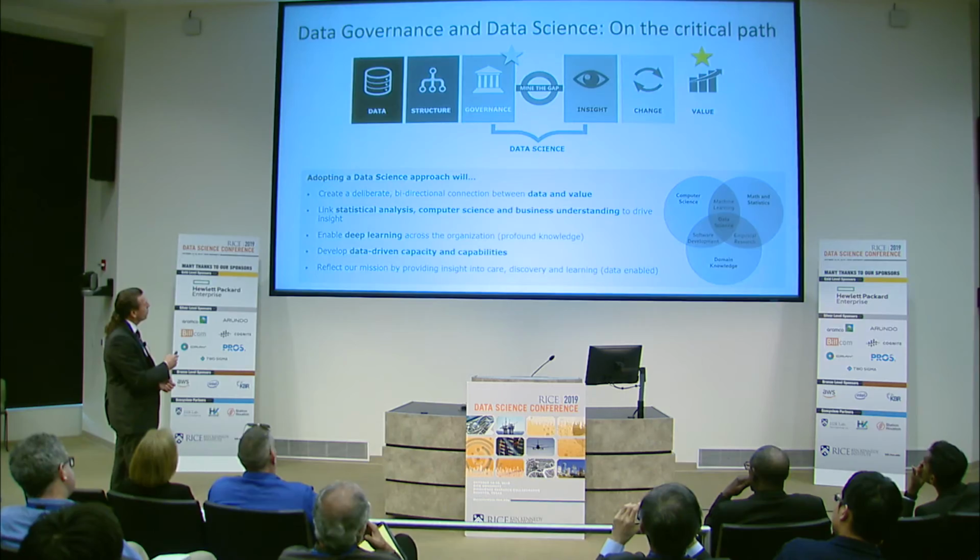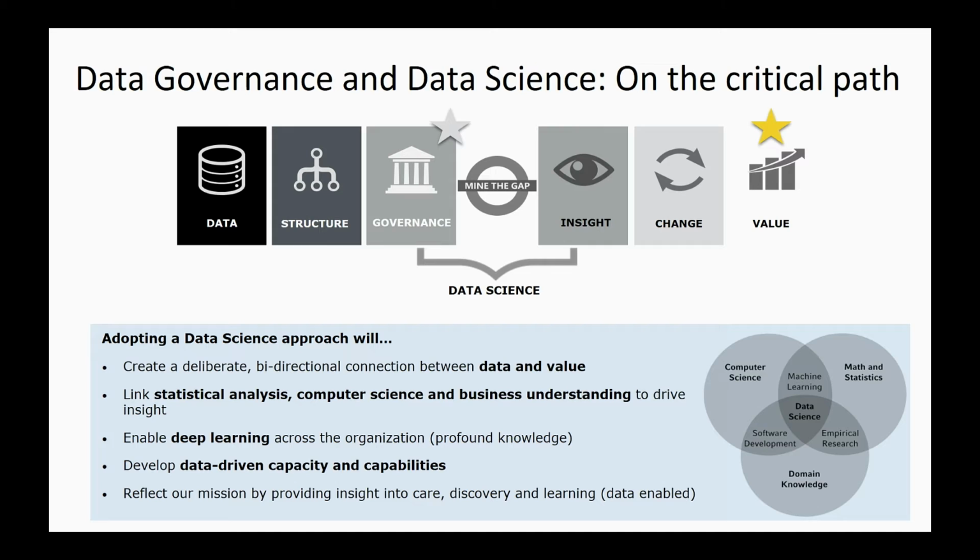And then from that point of view, the critical path to value has two really important parts. Data, yes, structure, yes, governance, and data science. Insights, change, yes, those are barriers, but these two are really key. And I'm not going to talk much about data science because the whole meeting is about data science. I thought you'd cover that pretty well, Jan. Everybody else would. But I'm going to talk a little bit about data governance.